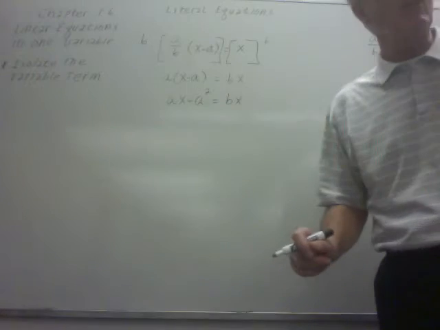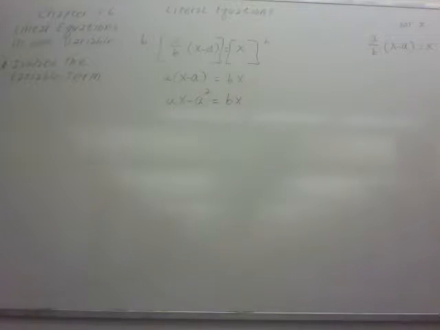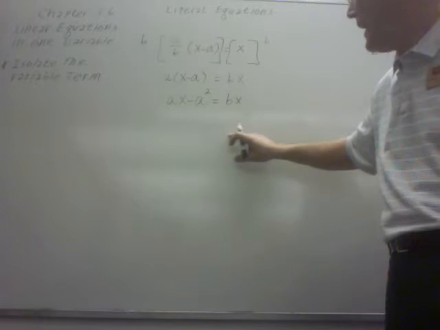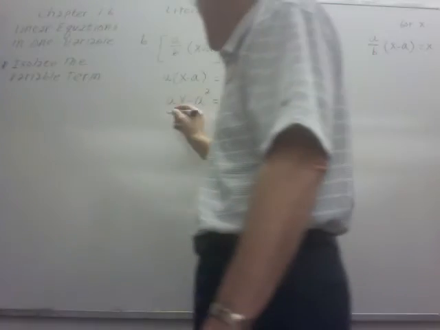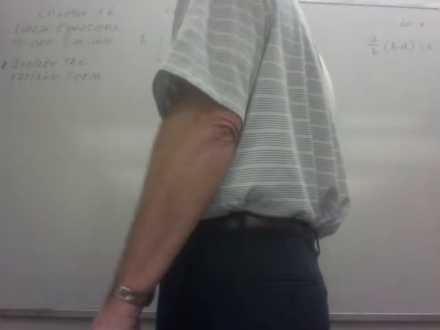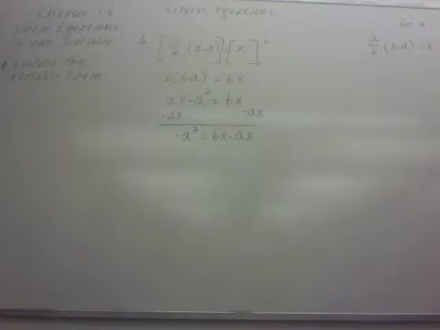Now, I need to get all the terms that contain an x on one side, everything else over on the other. Well, I've got a bx here and an ax here. I'm going to bring this ax over here. I'm going to subtract ax here. I'm going to subtract ax here. And I end up with negative a squared is equal to bx minus ax. Everybody okay?